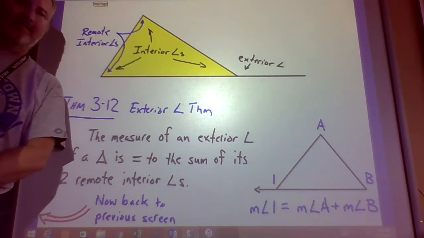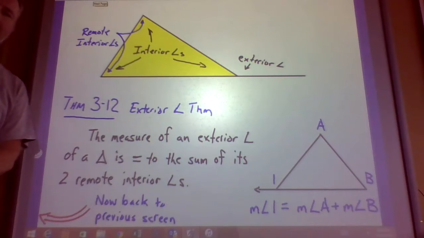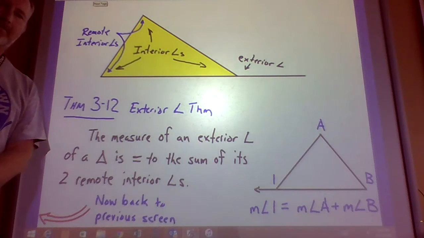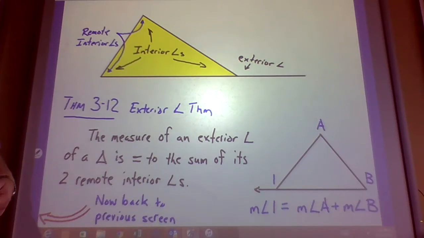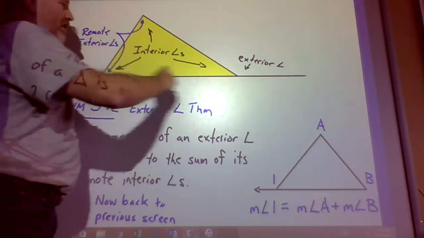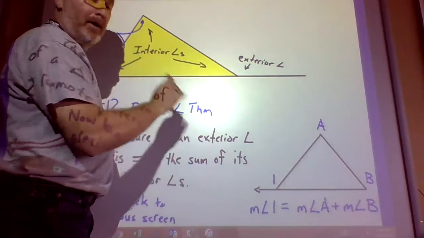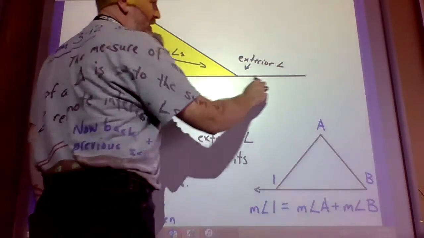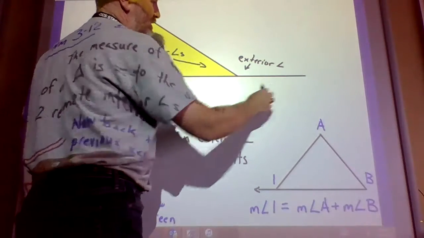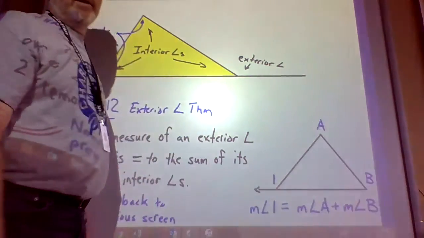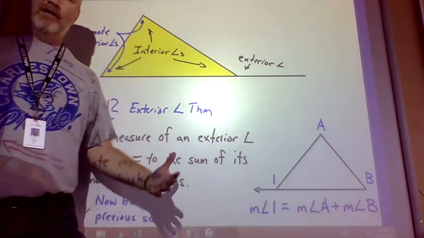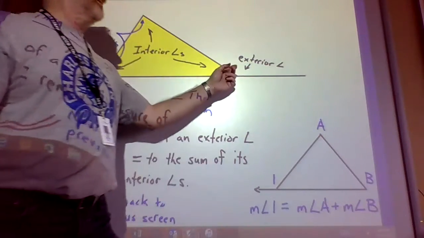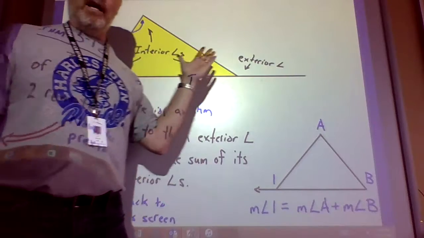So I'm going to step to the side. You're going to hit pause and copy all this juicy information because this is a brand new concept going on here. What I've done is I've drawn a triangle, and I on purpose, or intentionally as we say, extended one of the sides, which has created an exterior angle. Exterior, again, a fancy word, means outside. So this angle is literally outside the triangle.